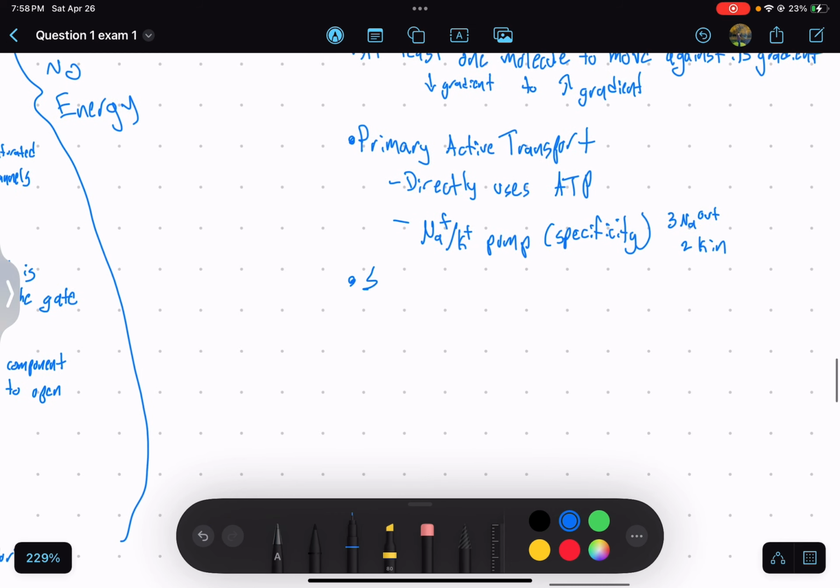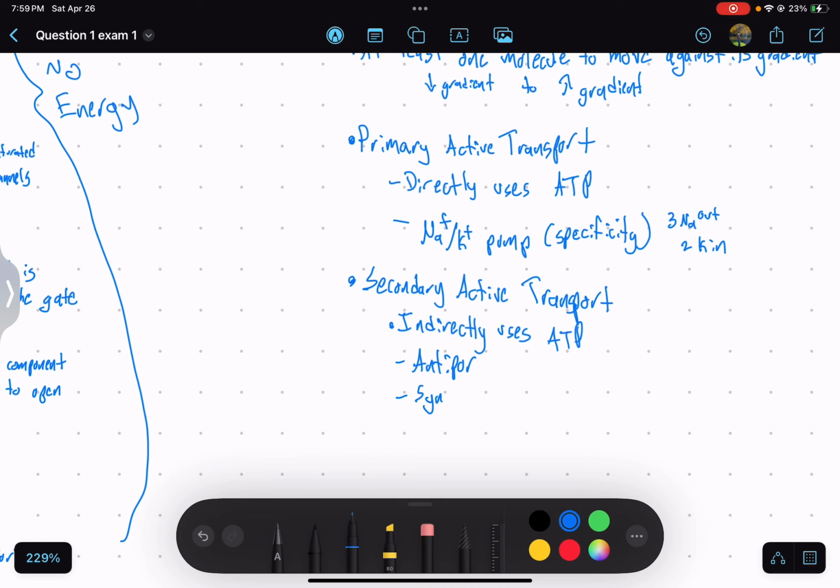Then we have secondary active transport, which indirectly uses ATP. And that is going to allow for antiport, which we'll hit these terms in a second, or symport.